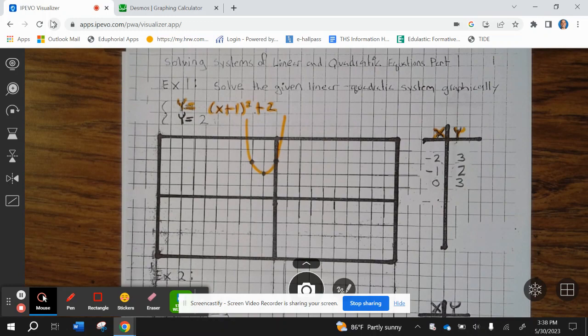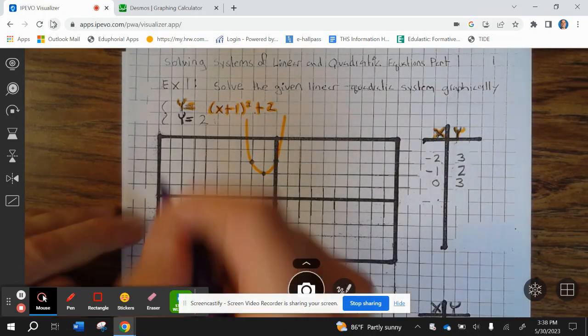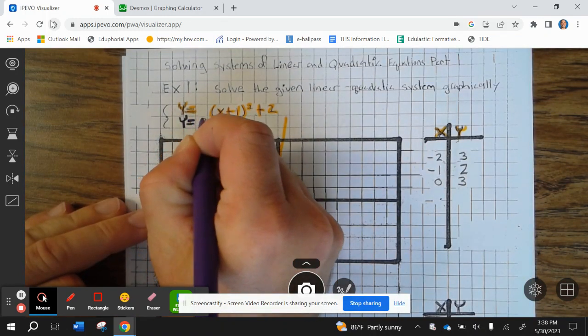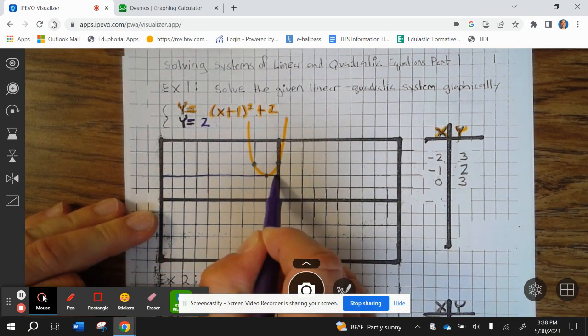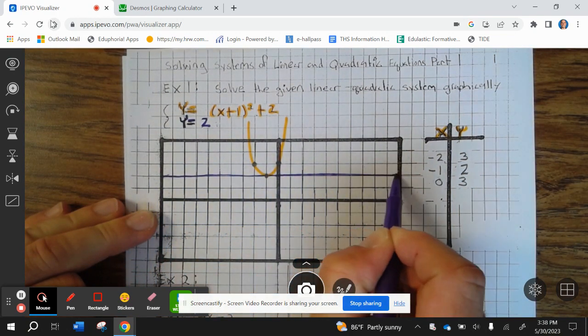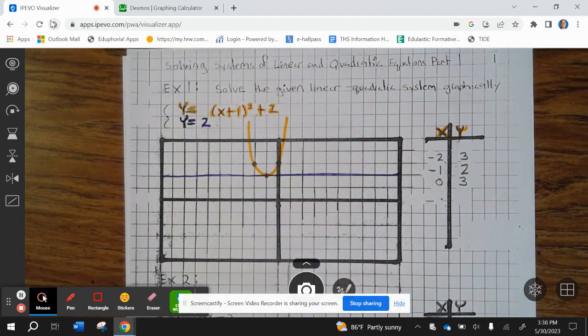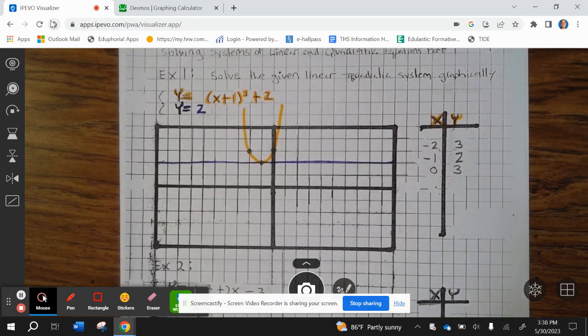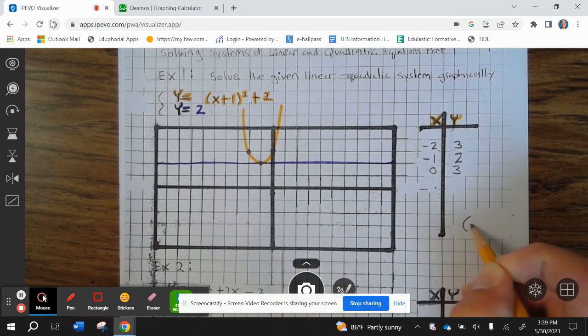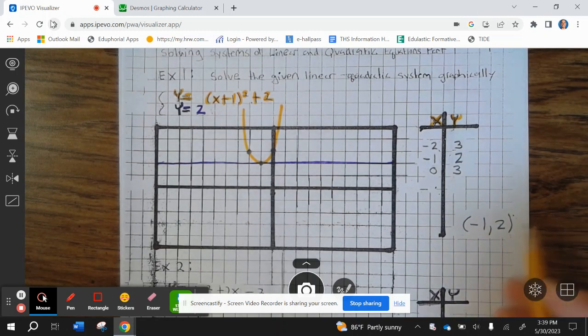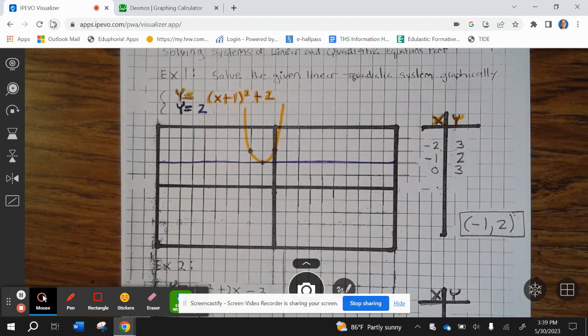Okay, and then y equals 2, let's go ahead and graph in purple. And that's a horizontal line at 2. Okay, so the point of intersection is negative 1, 2, which is your solution. All right, go ahead and finish up example number 1.